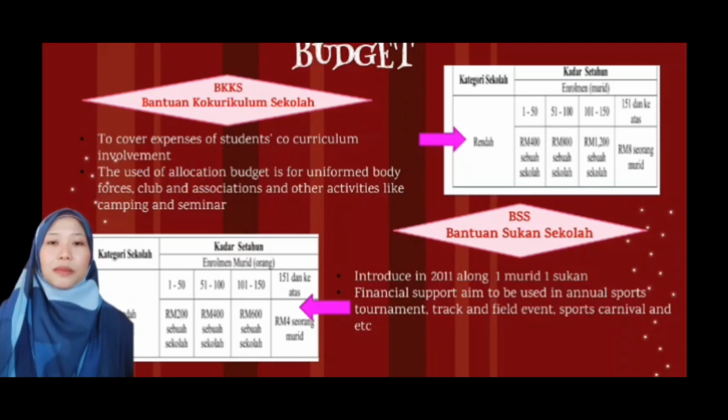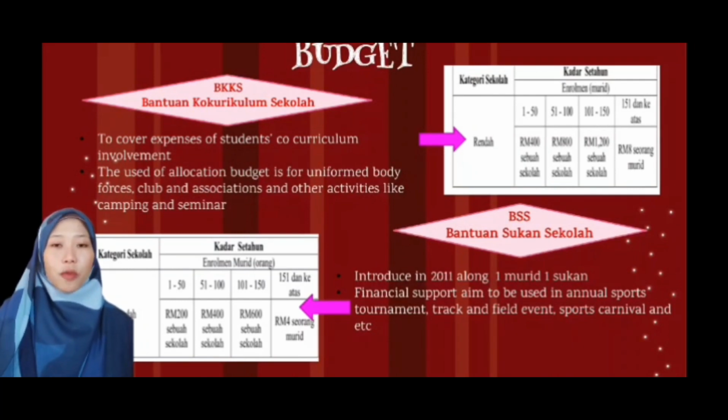Until 2010, the amount of BKK for primary school was estimated at around 10 ringgit per student and around 12 ringgit per student for secondary school. However, starting from 2011, the Ministry of Education introduced one student, one sport, or satu murid, satu sukan. The allocation of budget for sports and activities was separated from BKK to BSS, Bantuan Sukan Sekolah. In the table, listed is the amount of BKK that is supposed to be allocated to the students of primary school.